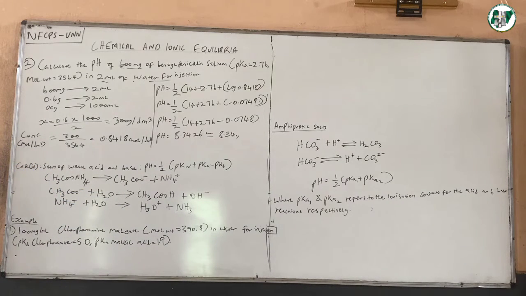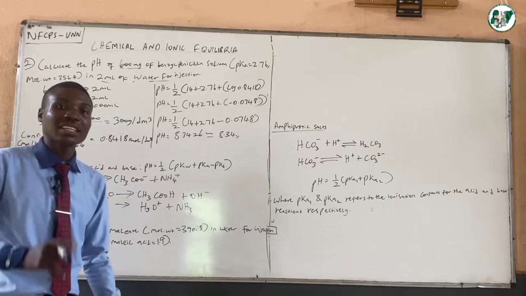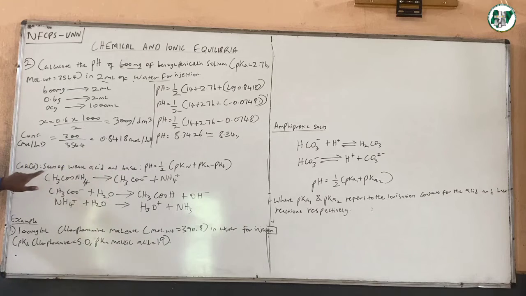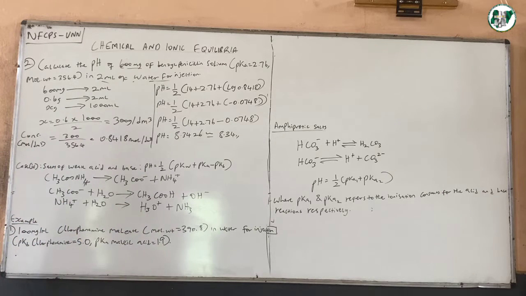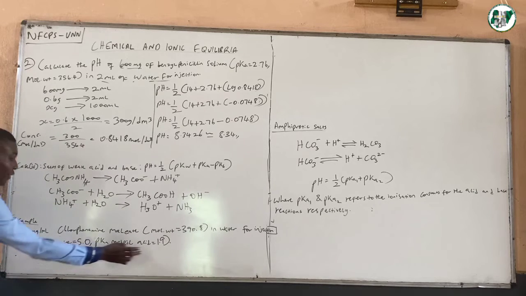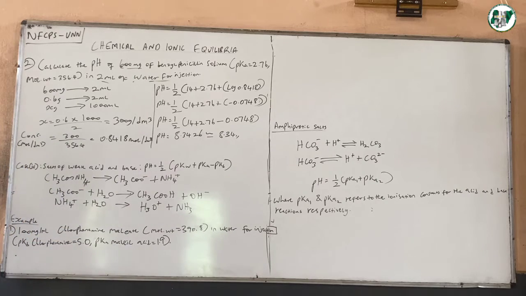So let us calculate for this. The question says 100 milligram per mil of chlorphenamine malate. Chlorphenamine, amine, tells you that this is a weak base, and then malate comes from malic acid, which is an organic acid, which is a weak acid. So it fits into the condition of a weak acid and weak base. Our chlorphenamine malate, molecular weight of 390.8, in water for injection, and the pKb of chlorphenamine is 5.0, pKa for malic acid is 1.9. You can already see that they have different dissociation constants. So by implication, the pH for this solution is not going to be exactly 7.